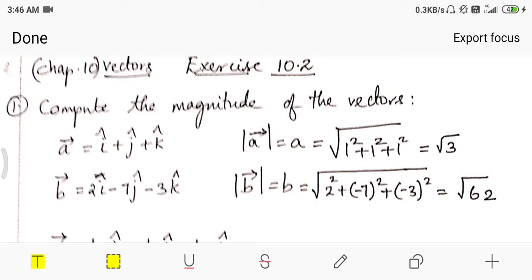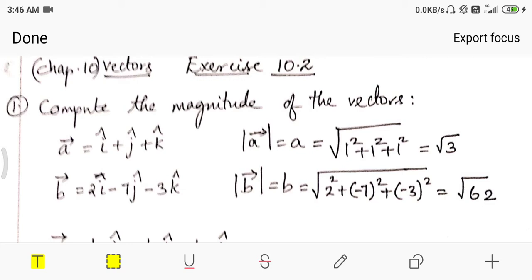Okay, now we'll see the solution of the first question. A vector equals i cap plus j cap plus k cap. Now magnitude of a vector, we can write it as just a, because when you find the magnitude the vector is changed to scalar. A equals root of 1 square plus 1 square plus 1 square, which is equal to root 3, where 1, 1, 1 are coefficients of i cap, j cap and k cap respectively.